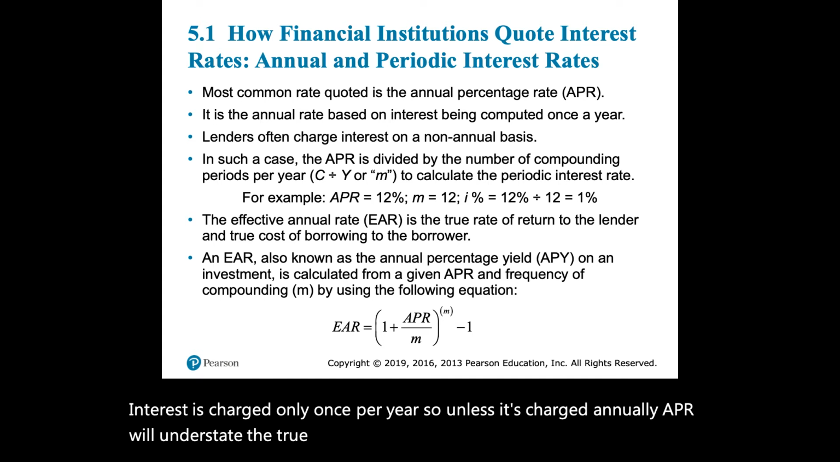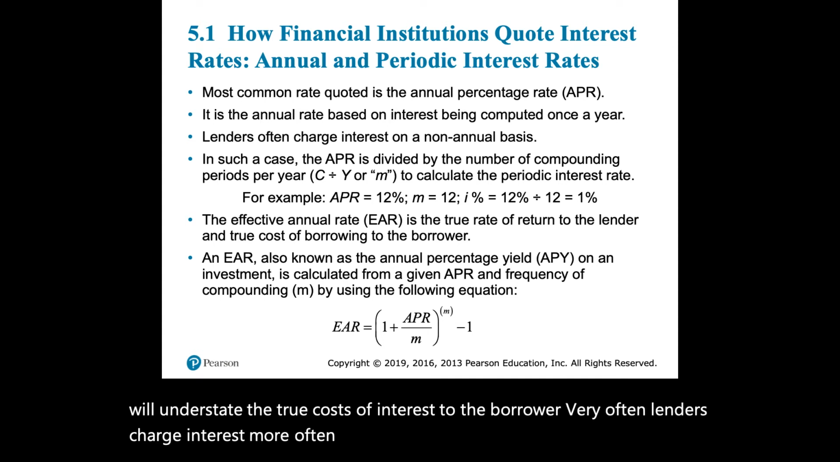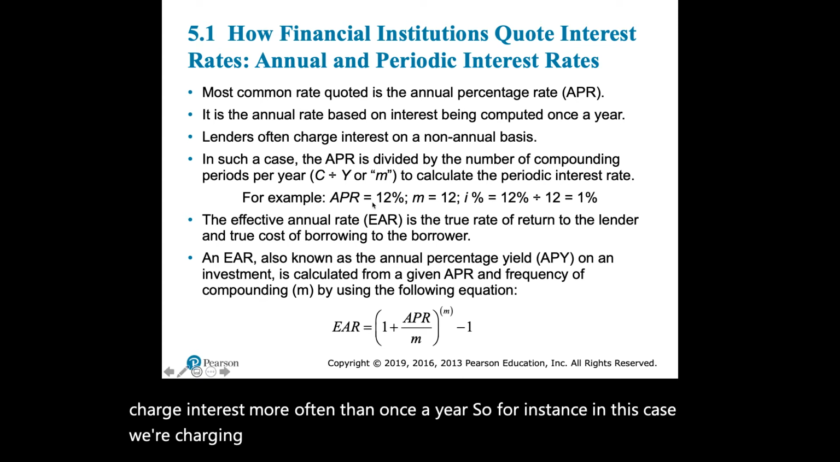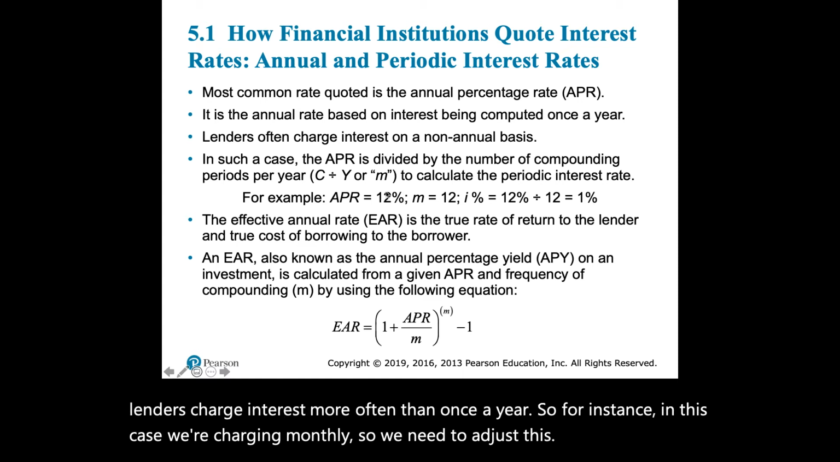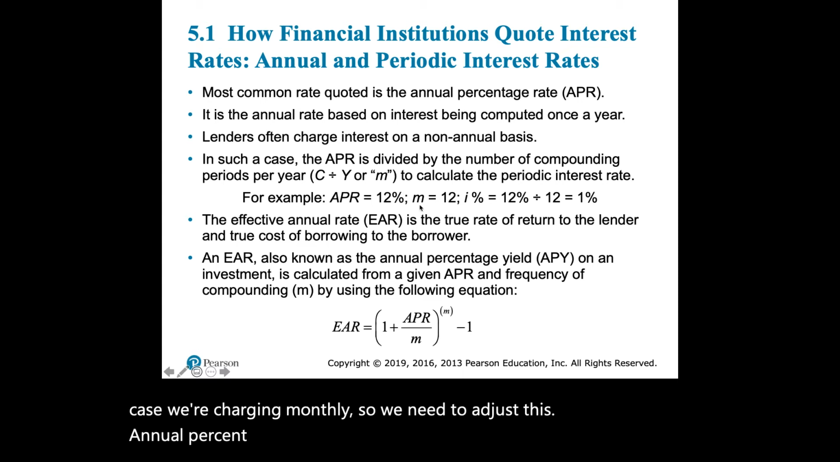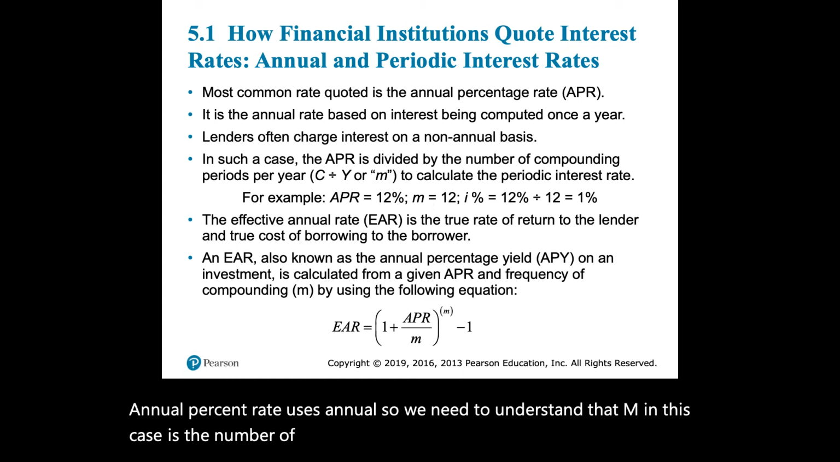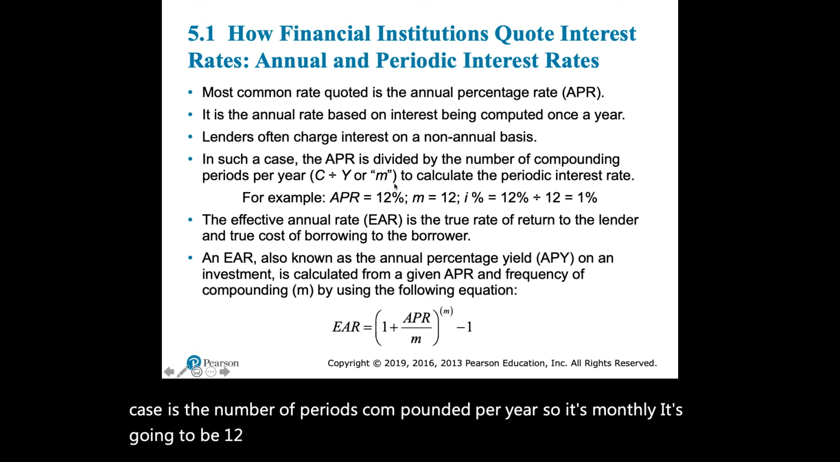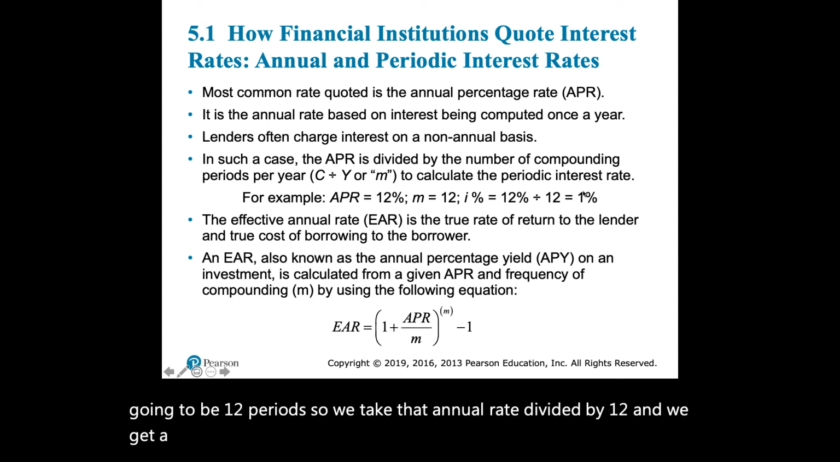Very often, lenders charge interest more often than once a year. So for instance, in this case, we're charging monthly. So we need to adjust this annual percent rate because this is annual. So we need to understand that M in this case is the number of periods compounded per year. So if it's monthly, it's going to be 12 periods. So we take that annual rate divided by 12, and we get a monthly periodic rate in this case of 1%.